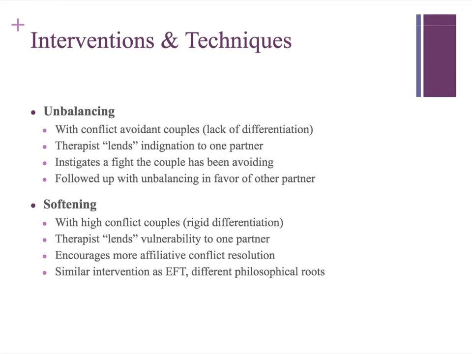When it comes to conflict, there are two different kinds of interventions in structural couple therapy. One is unbalancing and one is softening. And it depends on what type of conflict your couples are stuck in. So if your couple is conflict avoidant, so they actively avoid that there are differences and issues between them and refuse to engage in conflict, you can work to instigate a bit of conflict. Now, that doesn't mean you pick a fight, but it means you want to elicit an enactment where they have a more productive conflict experience.